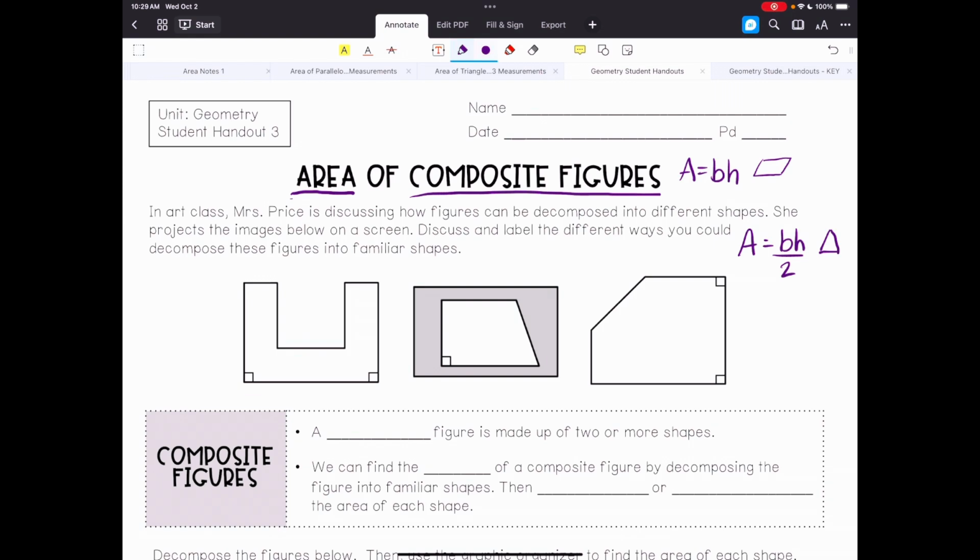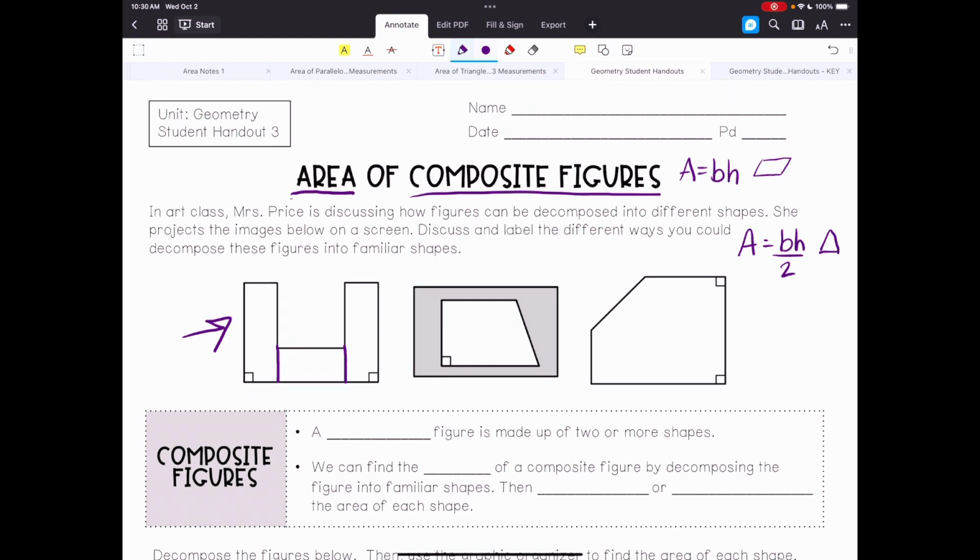So in this first section, it says, in art class, Mrs. Price is discussing how figures can be decomposed into different shapes. She projects the images below on the screen. So we're going to discuss and label the different ways you could decompose these figures into familiar shapes or our basic shapes. So when I'm looking at this first one right here, I see two simple cuts that I can make. I have this and this. Okay, so this is the first one. I'm going to go through all three of these, and then we're going to use a different color pen to see how there's other ways we can do it.